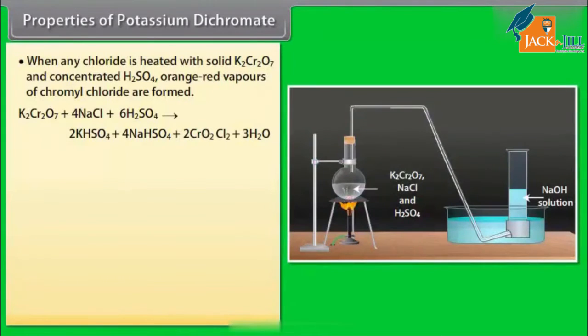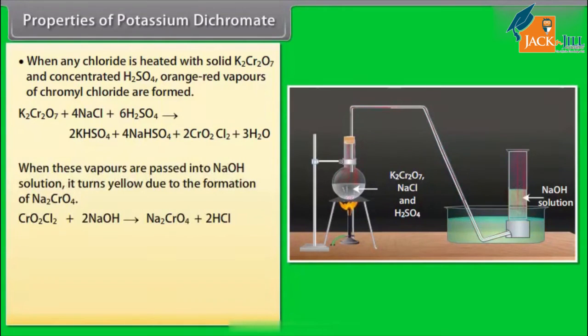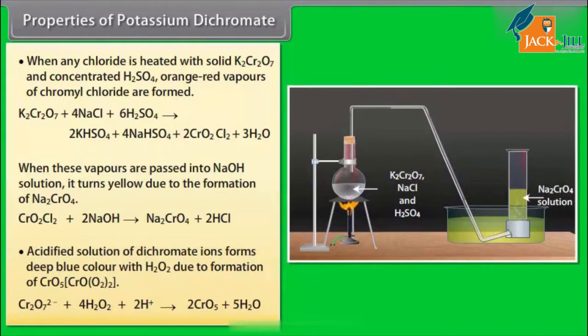When any chloride is heated with solid K2Cr2O7 and concentrated H2SO4, orange-red vapors of chromyl chloride are formed. When these vapors are passed into NaOH solution, it turns yellow due to the formation of Na2CrO4. An acidified solution of dichromate ions forms a deep blue color with H2O2 due to the formation of CrO5, CrO(O2)2.